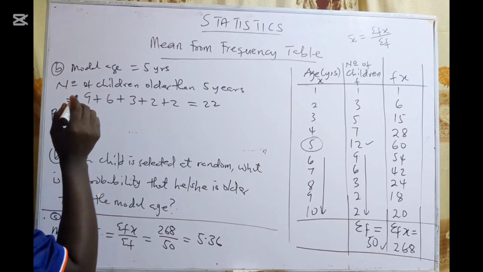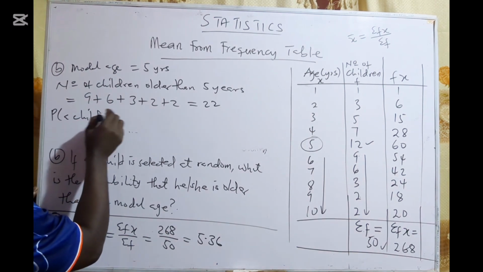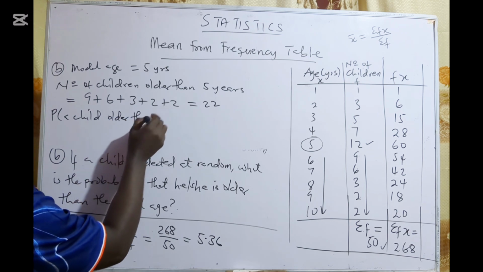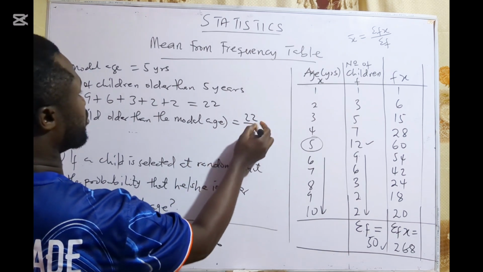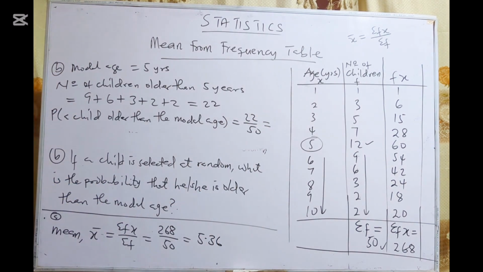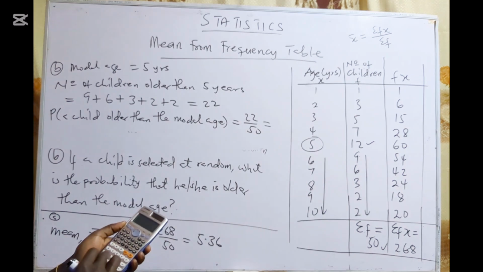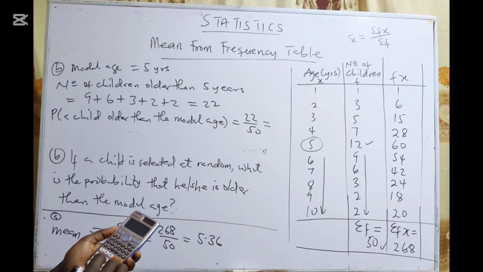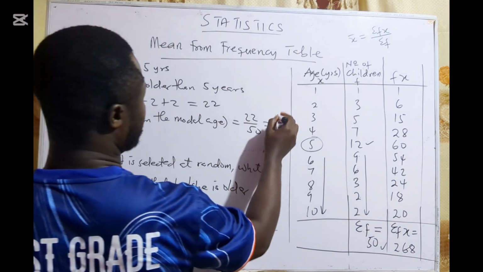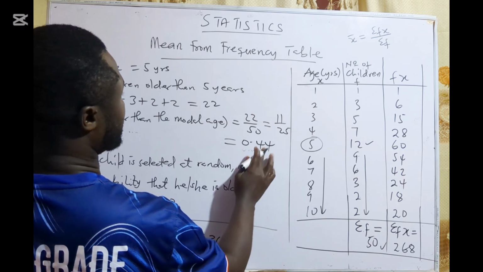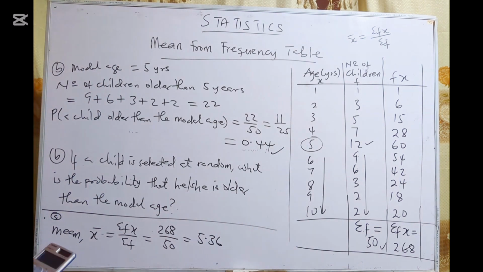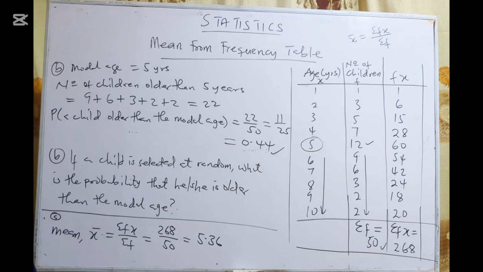So the probability of a child older than the mother age will be equal to 22 out of 50. The number of children is 50. So let's say 22 over 50. That will give us 11 over 25. In decimal, that is 0.44. Okay, so the probability of selecting a child who is older than the mother age is 11 over 25, or 0.44.